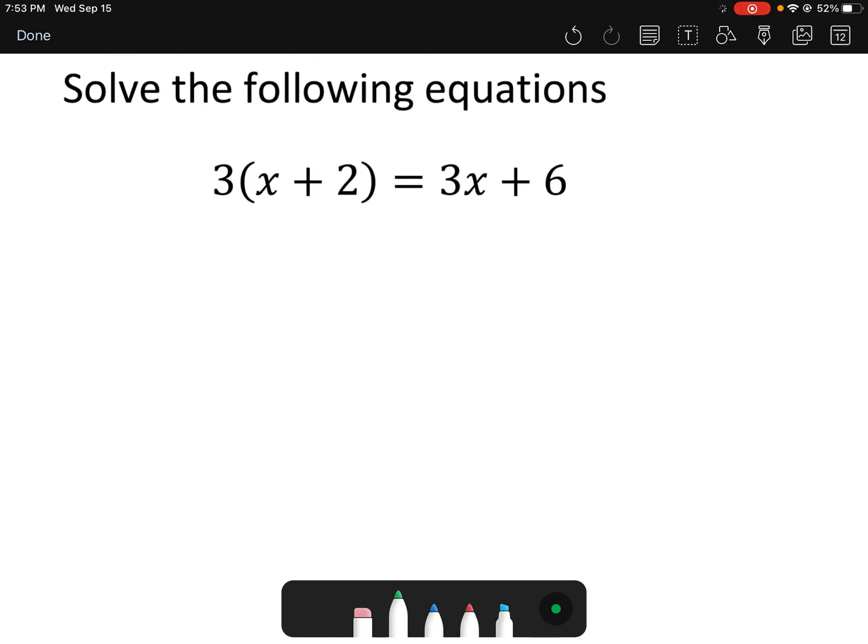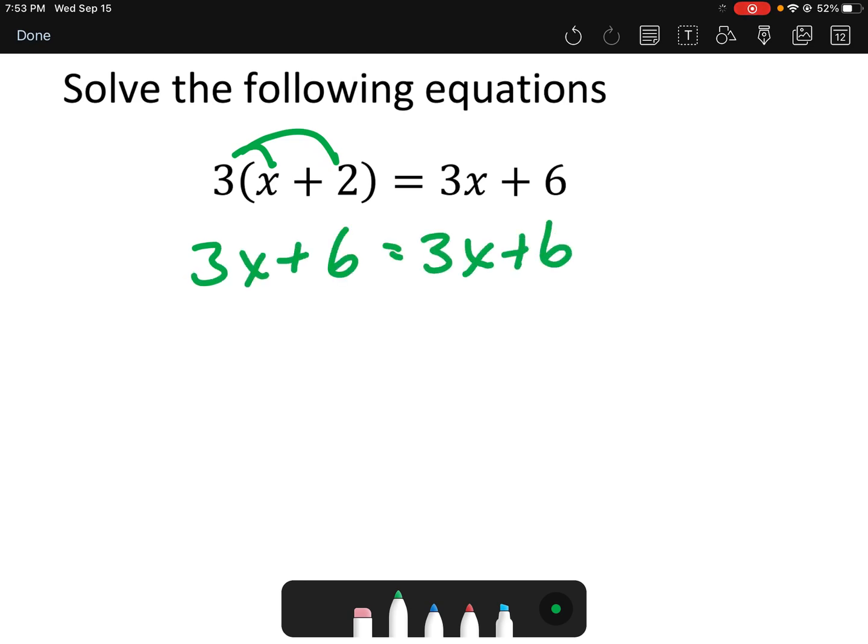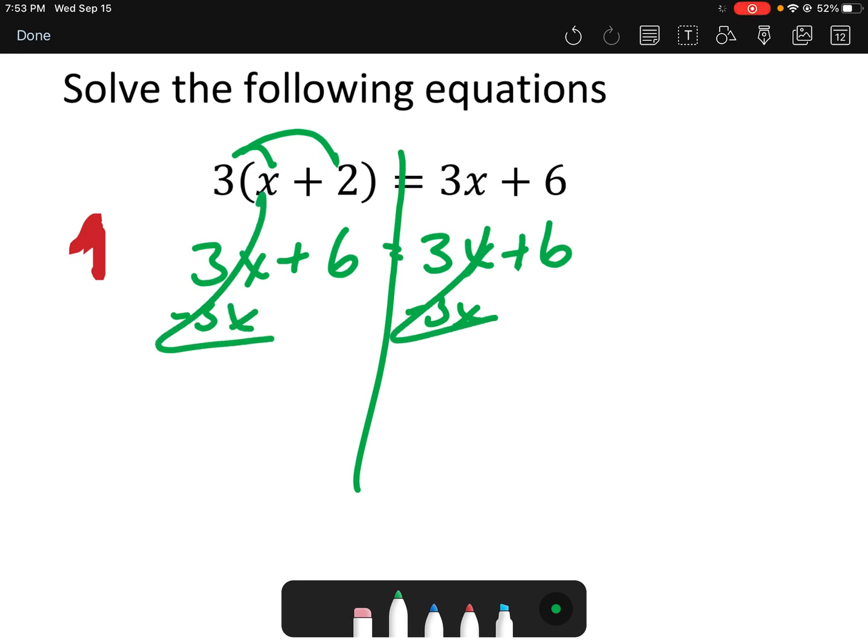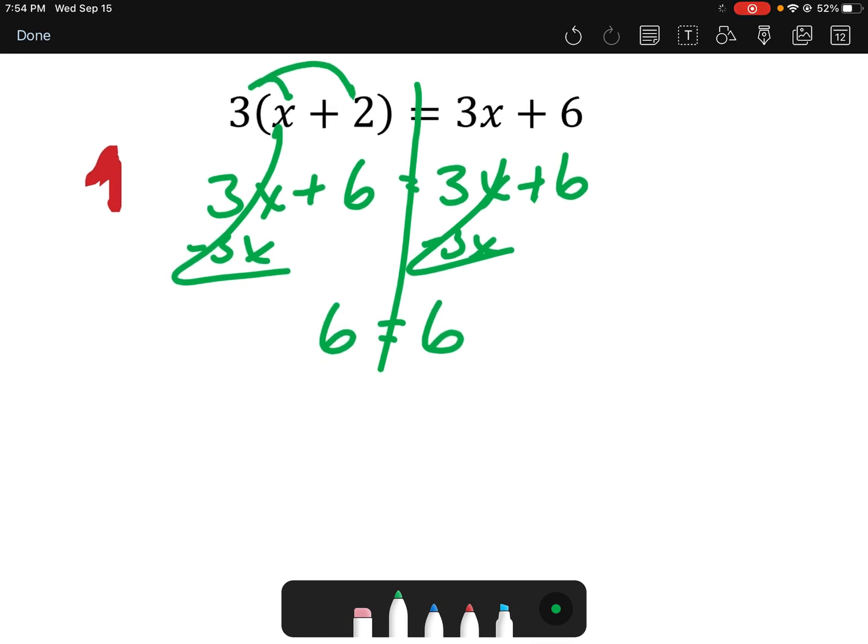Assuming that you paused. For this first one, I would distribute the 3 and get 3x plus 6 is equal to 3x plus 6. So already I'm seeing huge red flags, because we have the same thing on both sides. When I subtract 3x, it cancels out here, and it cancels out here. I'm left with 6 is equal to 6, which is a true statement. Last time I checked, 6 does still equal 6.